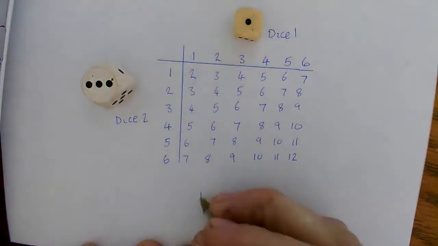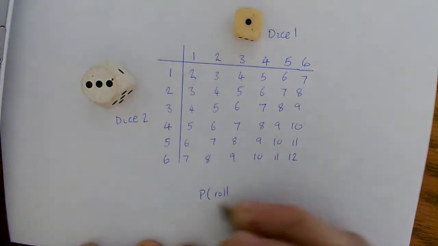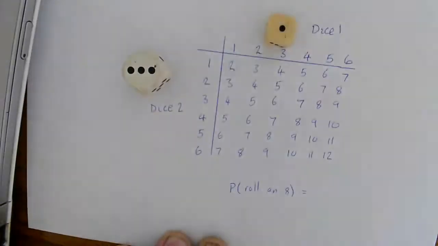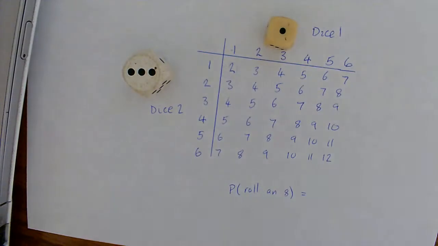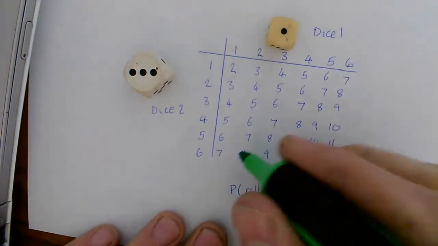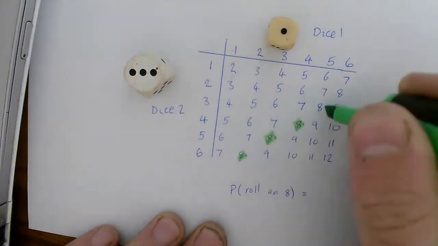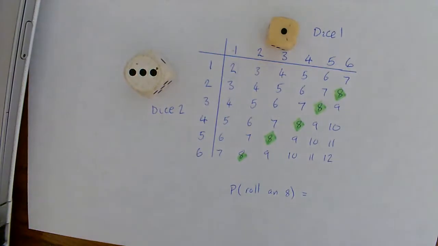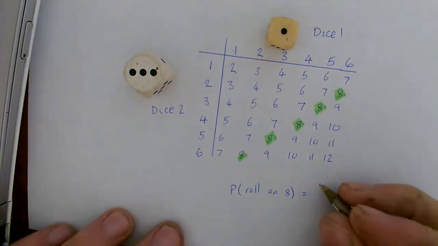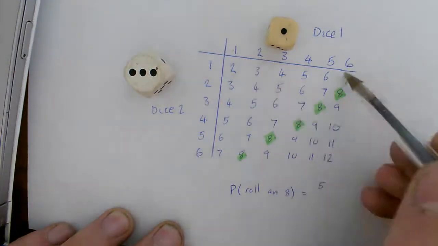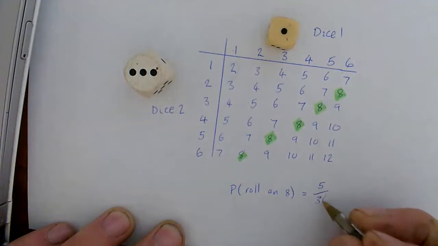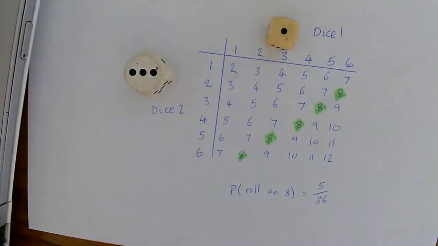So reminder, that would be written P, roll an 8. And we want to write down what the probability of that is. And so we come into our diagram. We've got an 8, an 8, an 8, an 8, an 8. So we've got 5 8s in our diagram. And there's a nice shortcut method to this. There's 6 numbers along there, 6 down there, so it's 36, or 6 times 6 in the whole diagram. So we have a 5 out of 36 chance of getting an 8 when we roll 2 dice.